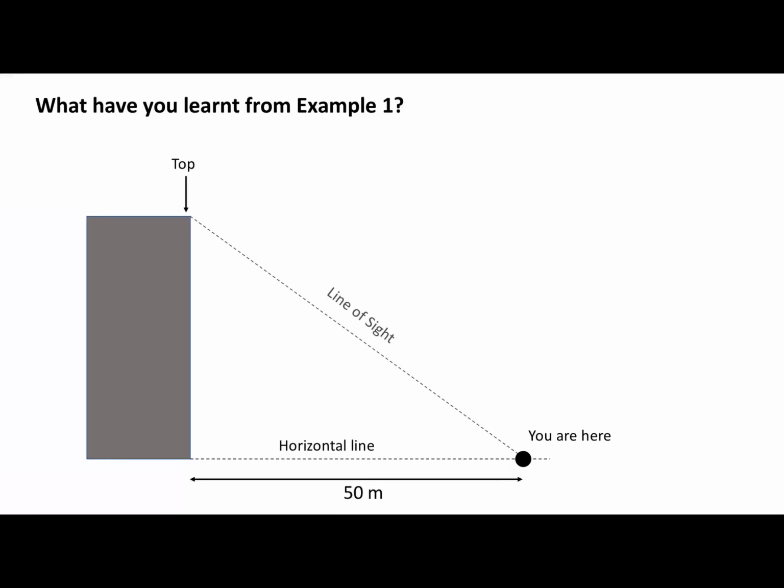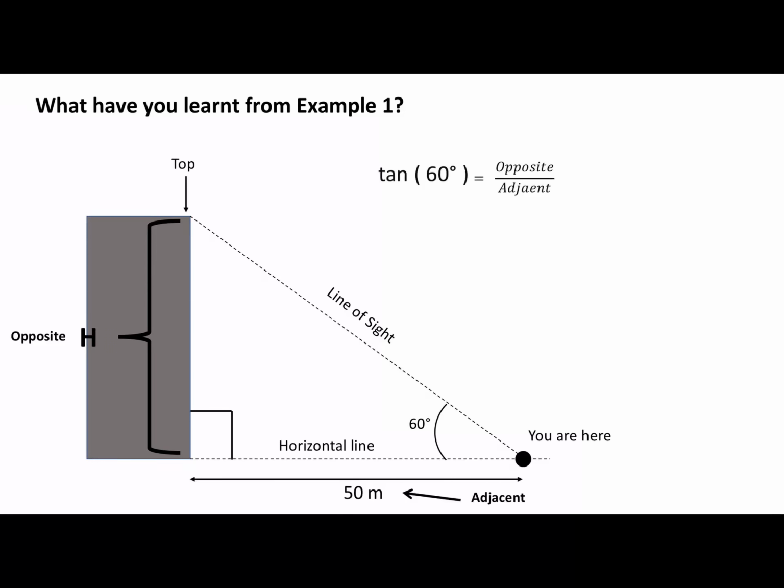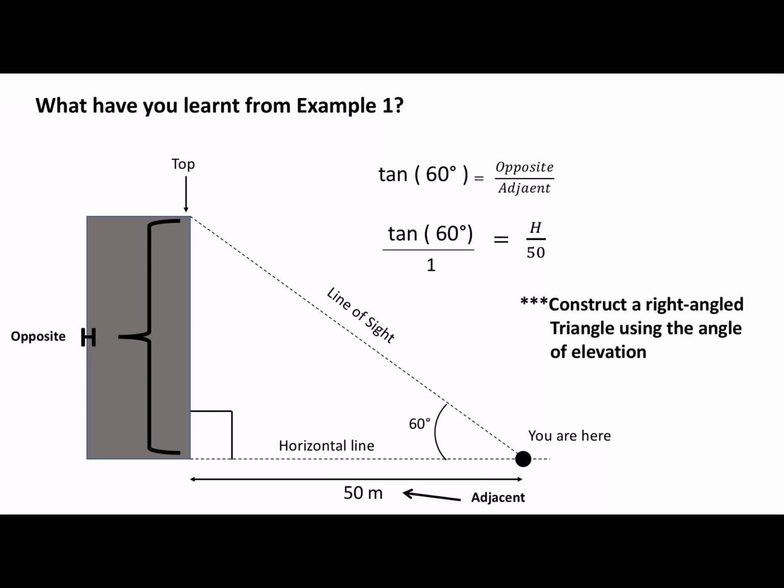So this is what we did. We draw the angle of elevation, and then we realized that we can construct a right angle triangle, and then we apply SOH CAH TOA, we use tangent, and from this trigo function we are able to find our unknown, which is the height of the building. So how did we proceed? We started from drawing angle of elevation to constructing a right angle triangle using the angle of elevation.